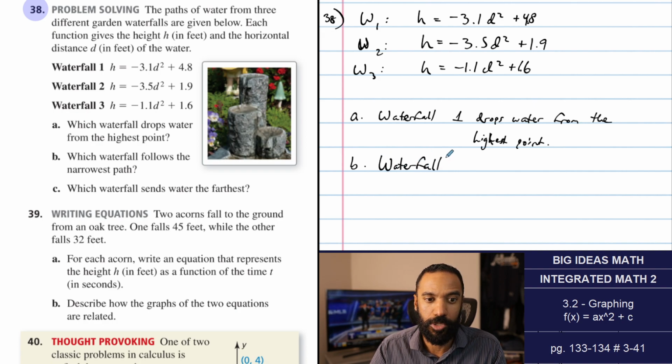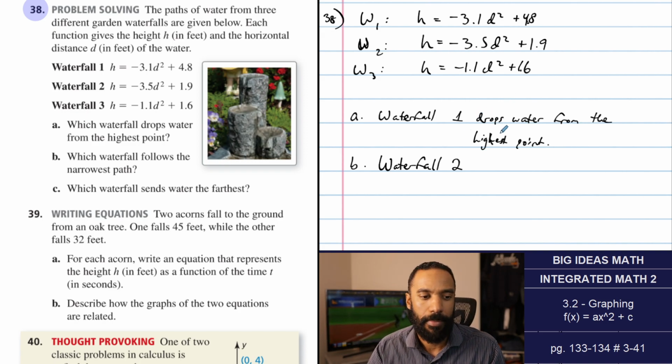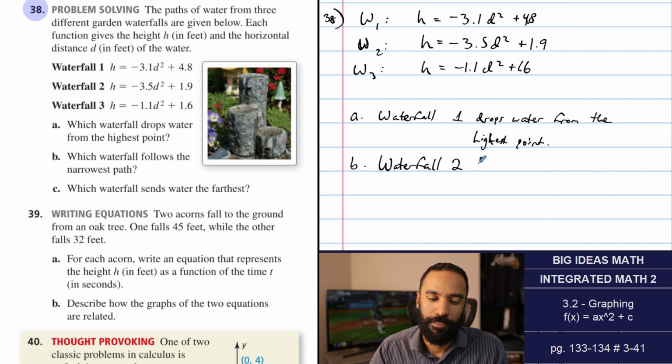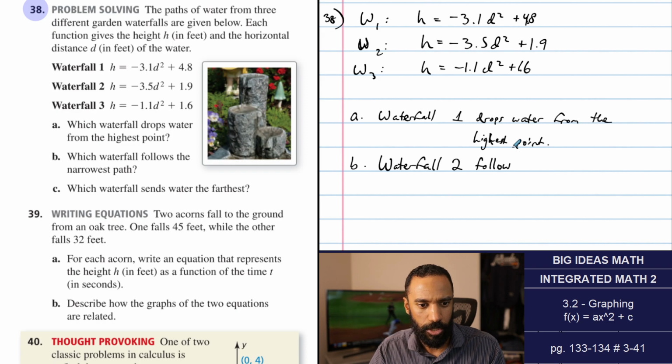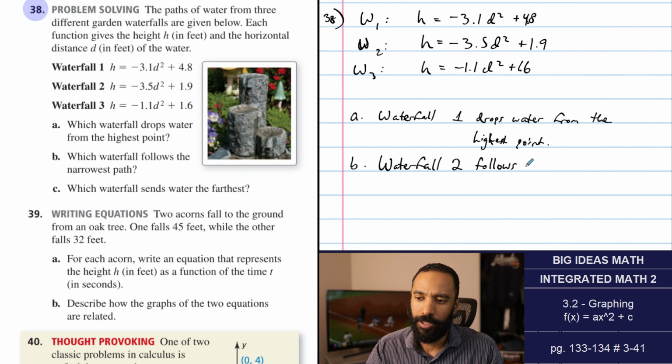Because, now they don't ask me to explain, I'm going to tell you. It's because it has the most vertical stretch. Vertical stretch is the narrowest path. Waterfall 2 follows the narrowest path. I'm trying to imagine what this picture is telling us. I guess it's coming off the side. That's because the A value is the biggest. The biggest negative, I should say.